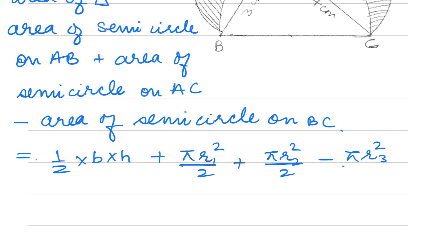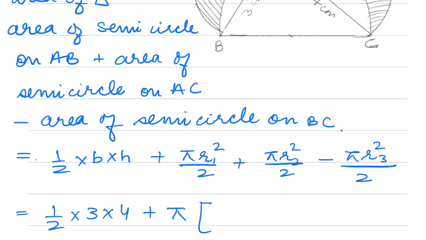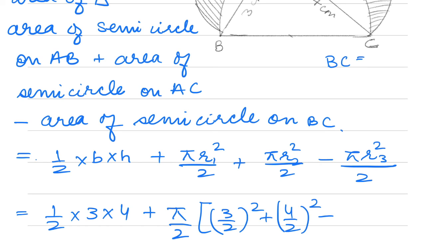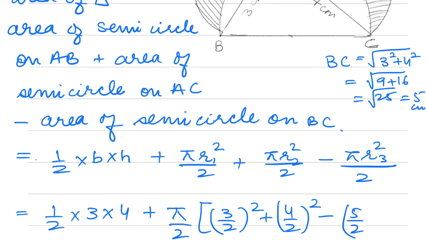Let's take this 2, let's take this as 3 and by 2. So already that triangle is a right angle triangle, so we know half into 3 into 4 plus pi by 2, I can take common for all. Diameter is 3, so 3 by 2 whole square plus 4 by 2 whole square minus, now we have to find BC also. So BC will be equal to, according to Pythagoras theorem, square root of 3 square plus 4 square. So this is equal to 9 plus 16, so 25. So BC is equal to 5 centimeter, and we know 3, 4, 5 are Pythagorean triplets also. So minus 5 by 2 whole square.